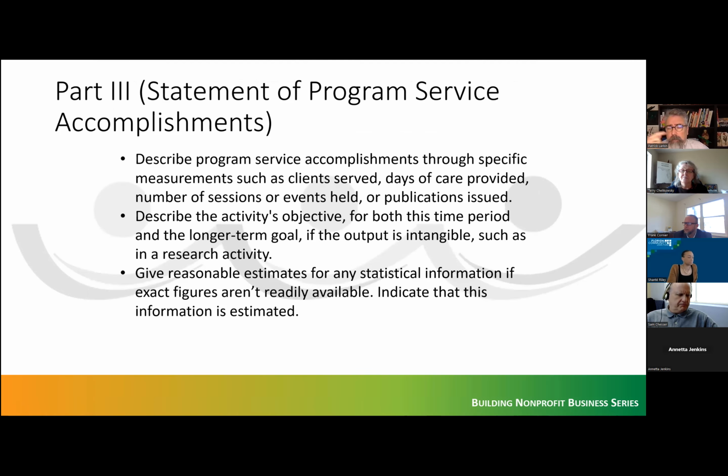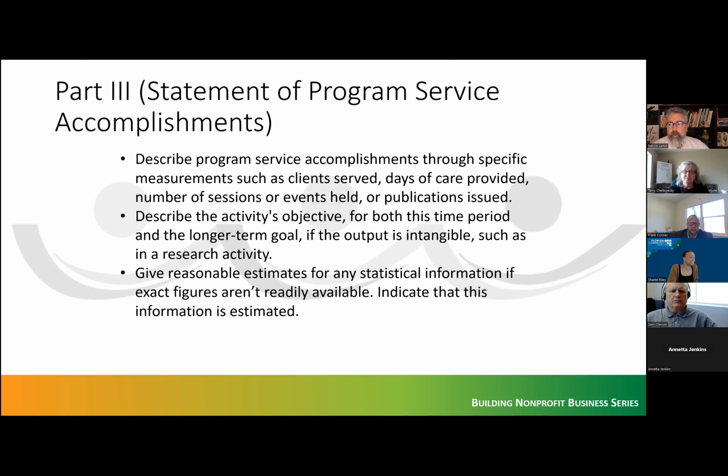So then I'm going to jump to part three, because part two is actually just your signature line, essentially, and who has control of your books. So part three is the statement of program service accomplishments.